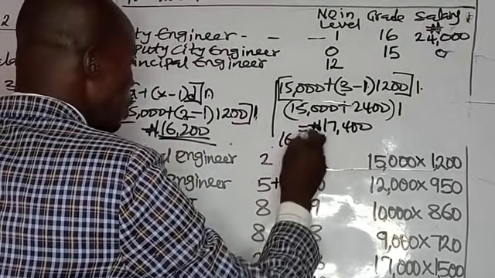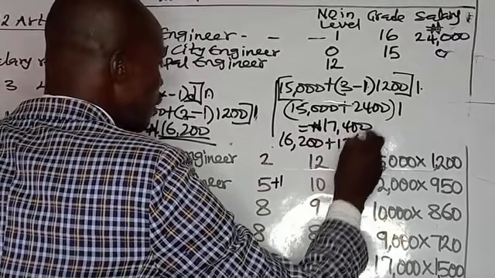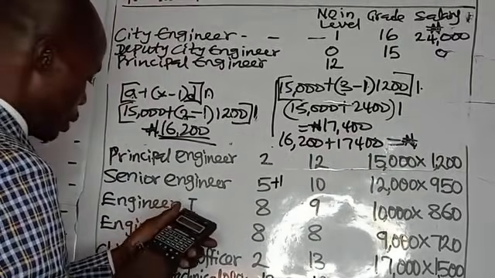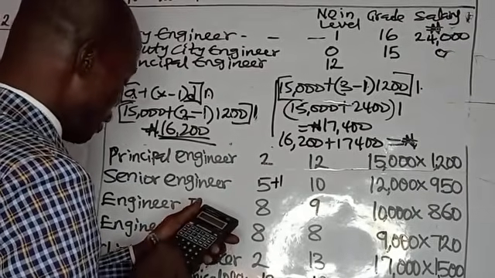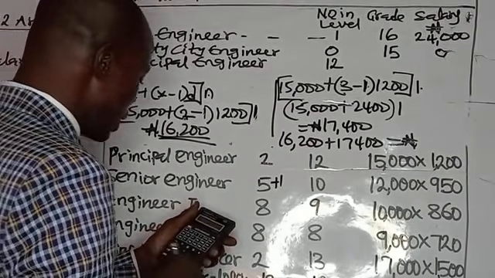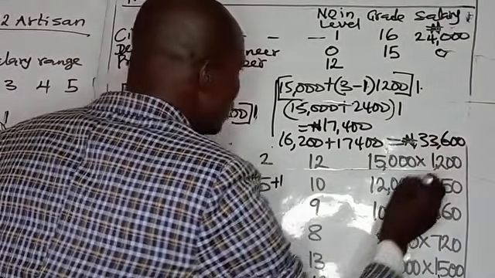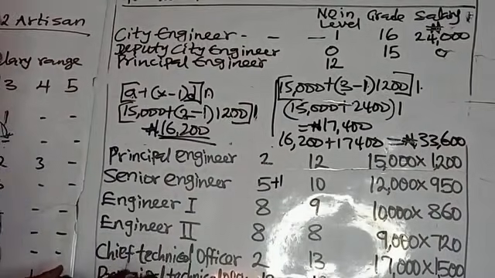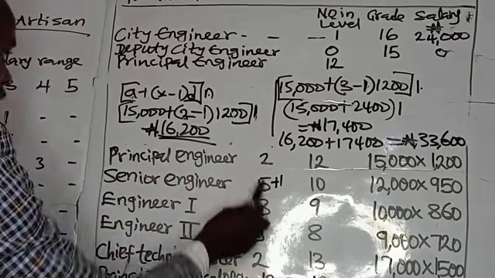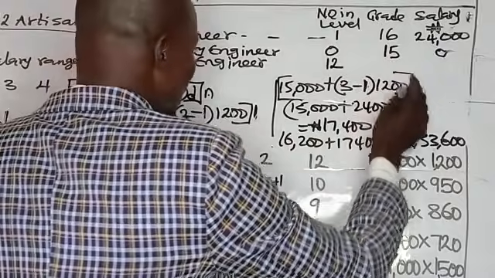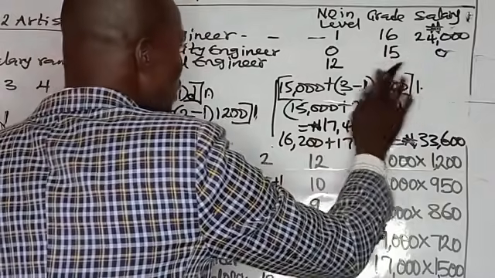So the total now will be 16,200 plus 17,400. That is total 33,600. 33,600, that is for principal engineer. That is grade level 12.